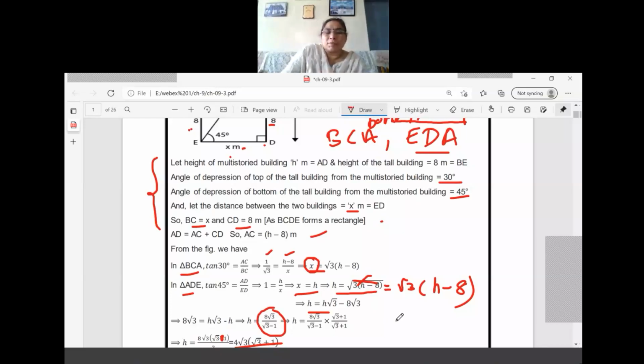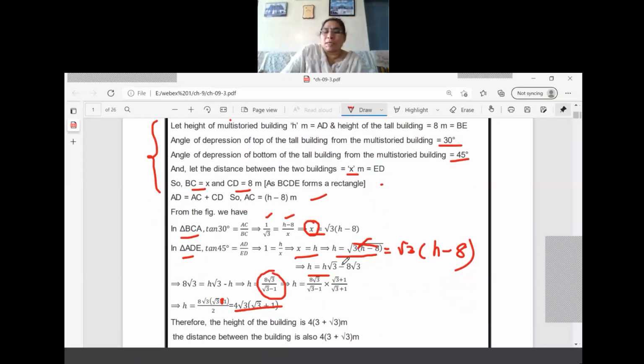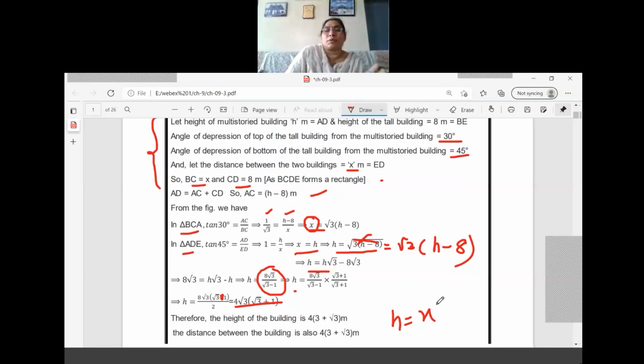So once we got the value of h, we expand this side, bring it to one side and solve for x, and also solve for h, and we rationalize the denominator. So h is equal to 4 root 3 into root 3 plus 1. Just multiply, because h and x are equal only. So what is the height of the multi-story building? It is the same as the distance between the two buildings also, right? So both answers are the same only. In the last step we have multiplied with root 3 only.